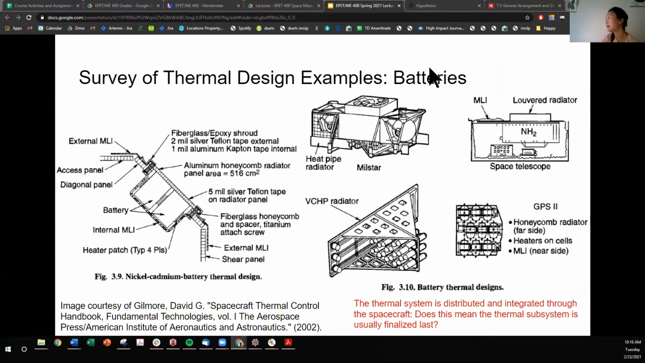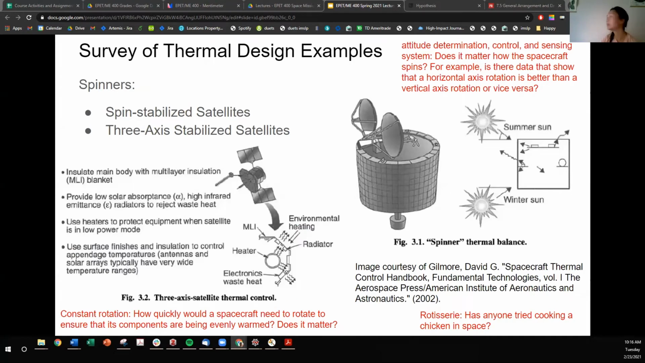There was a question about, does it matter how the spacecraft spins? For example, is there data that shows that a horizontal axis rotation is better than a vertical axis rotation or vice versa? Yes, there is definitely importance in the axis of spin. So if we have, say, the sun pointing in this direction and we have our spin axis like this, we can get that rotisserie.